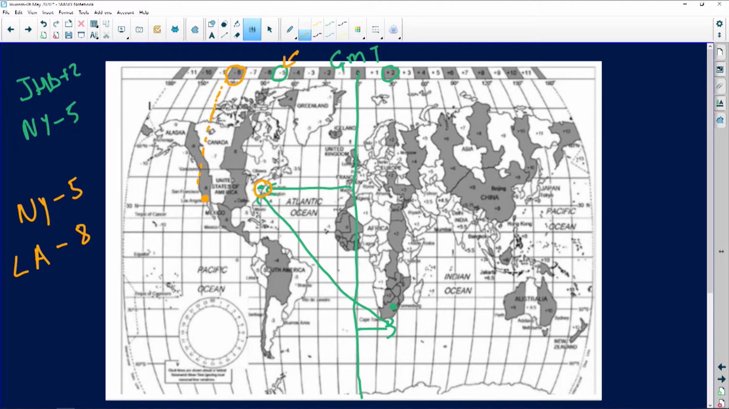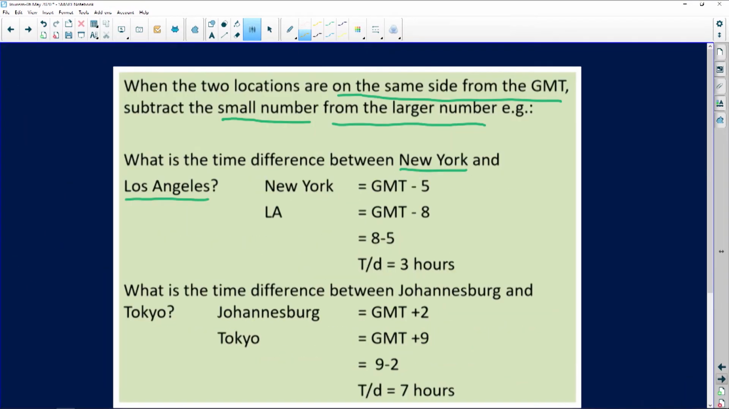All right, guys, now we have a -8. Remember, the GMT is over here. So Los Angeles is all the way -8 from the GMT. New York is all the way -5 from the GMT. So we have a total distance here, and we've got a smaller distance there, and they are on the same side from our GMT. So when we calculate that, we write it down. New York is GMT -5, okay? Los Angeles is GMT -8, have that.